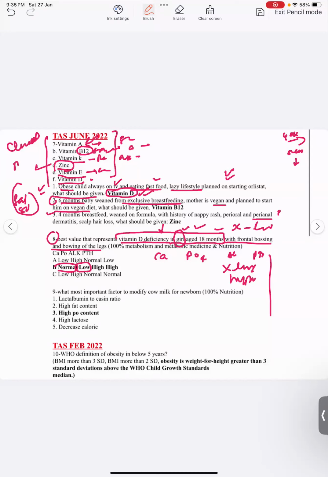There will be increased release of the PTH, and definitely when PTH is increased there will be a high level of alkaline phosphatase. Basically, see here in option A, they are saying there is low calcium and high phosphorus. Can phosphorus be high? Okay, what is the disease where there is decreased calcium and high phosphorus? What will be the decreased conditions?